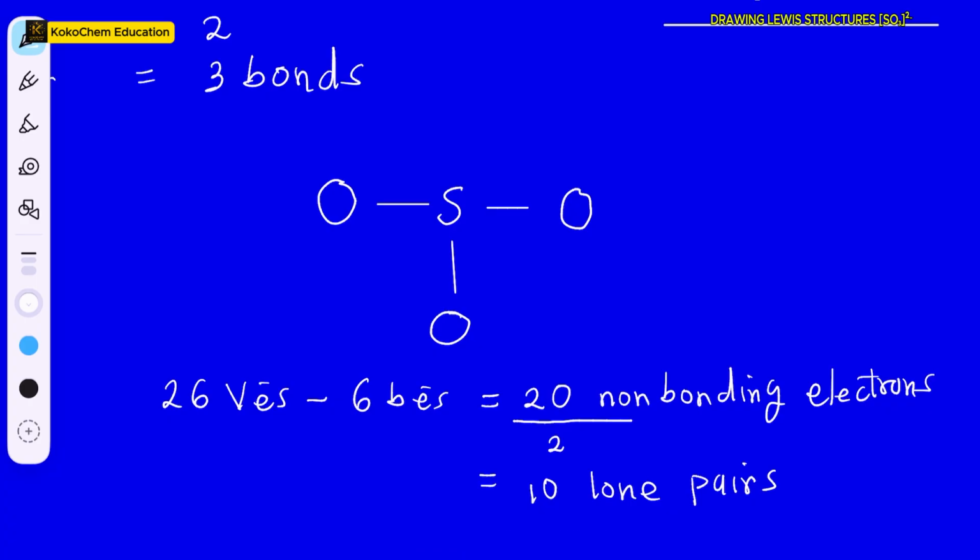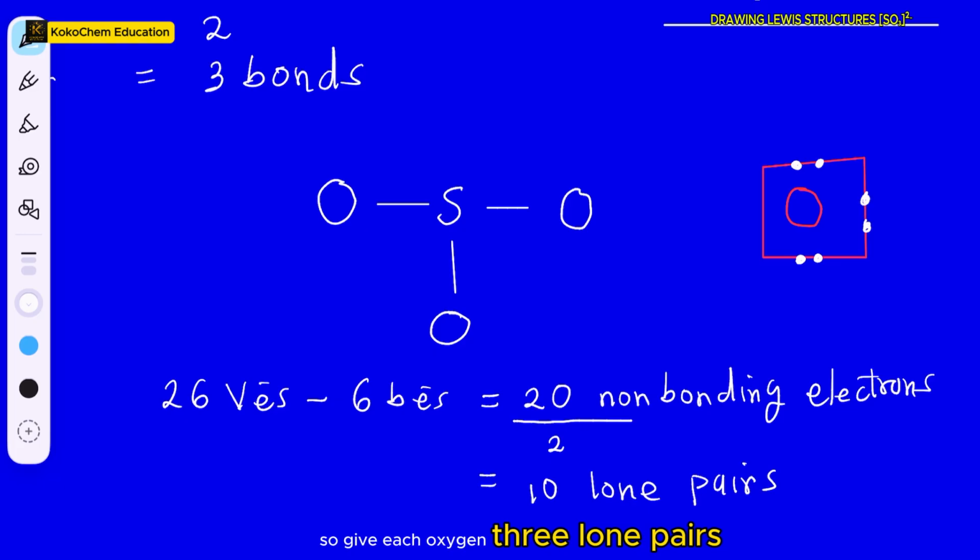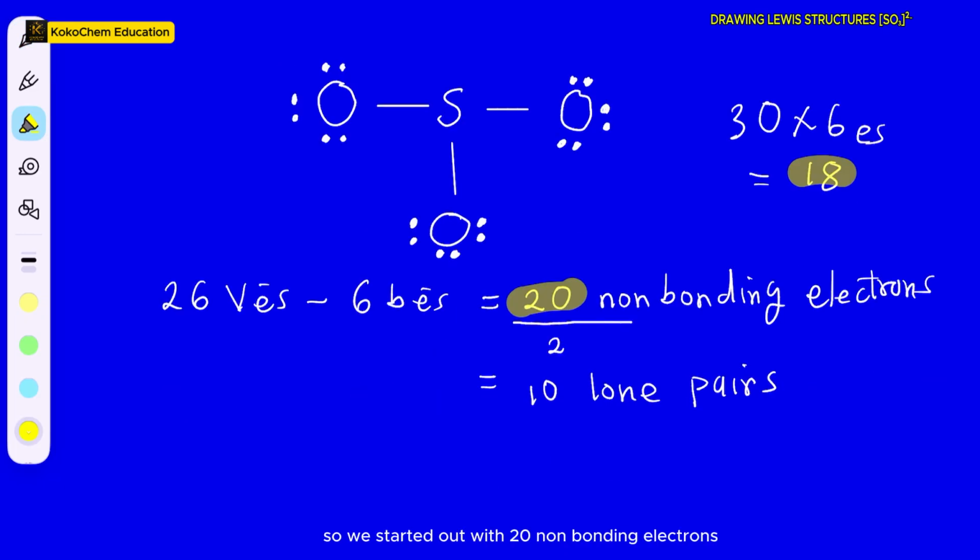Don't just place the electrons on oxygen anyhow. Imagine that the oxygen is in a box, okay? Each side of the box can take a maximum of 2 electrons. That way your drawing will appear neat. So we have 10 lone pairs. Give each oxygen 3 lone pairs. We started out with 20 non-bonding electrons. We have used 18 non-bonding electrons for oxygen. We still have 2 electrons left because 20 minus 18 gives you 2. Where do the last electrons go? They go on sulfur. So add 1 lone pair onto the sulfur.